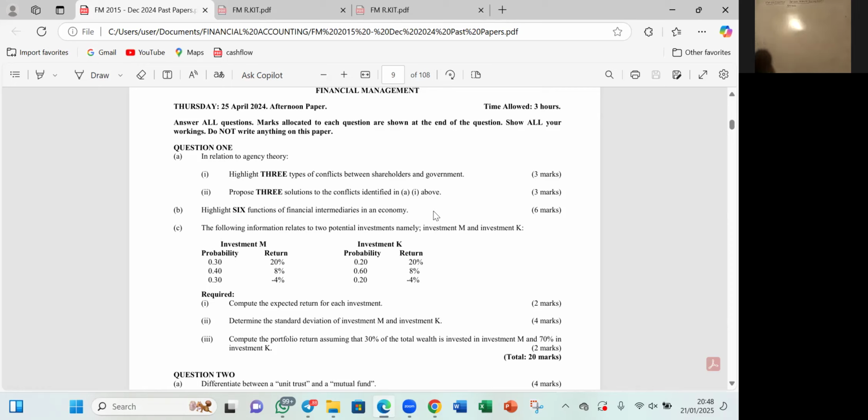Thank you so much. So before we start doing the question, let me just put the information first, then I will stop sharing. So investment M, we have the probability 0.3, 0.4, 0.3. Then the return is in percentage, that's the good thing. So we don't need to change them, but it was 20%, 8% na -4.